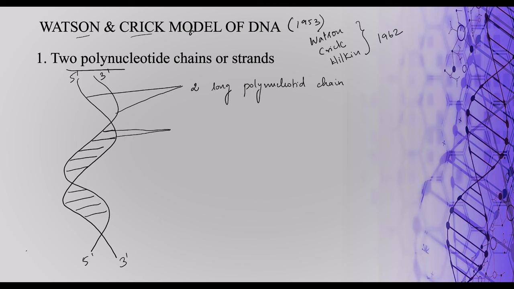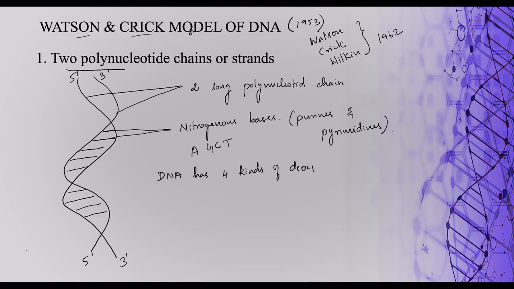So these are the nitrogenous bases, that is base pairs, which means purines and pyrimidines: adenine, guanine, cytosine and thymine. Depending upon the type of nitrogenous base, the sugar may contain adenine, guanine, cytosine or thymine. So depending upon the type of nitrogenous base, DNA has four kinds of deoxyribonucleotides. For example, let me draw the structure here.